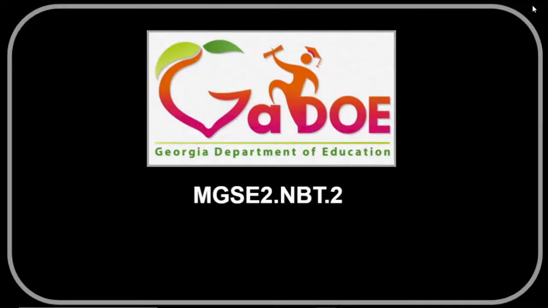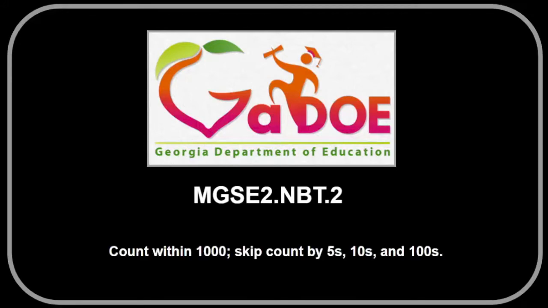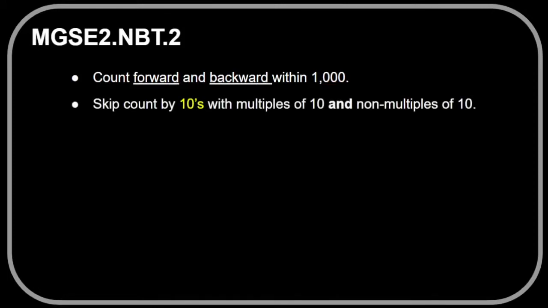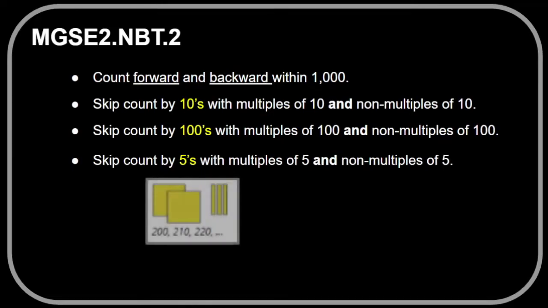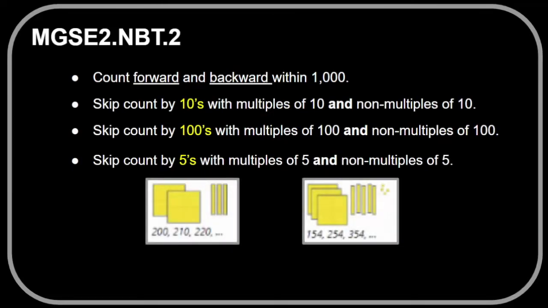This video will deconstruct the Georgia Standards of Excellence 2 NBT2, which states that students will count within 1,000 and skip count by fives, tens, and hundreds. The expectations with 2 NBT2 include being able to count forward and backward within 1,000, while also skip counting by tens, hundreds, and fives by multiples as well as non-multiples.